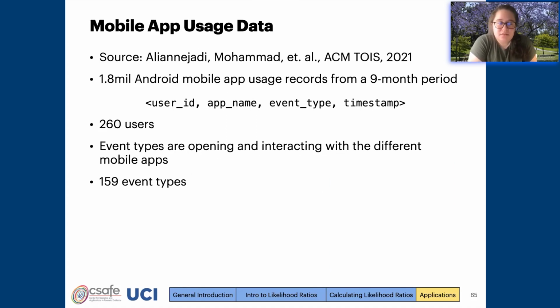The third and last data set that we looked at is mobile app usage data. This is data coming from Android phones, almost 2 million records collected over a 9-month period. Each of these records is of the form user ID, and then we have these two pieces in the middle, the name of the app and the event type, and the time at which this happened. Possible event types include opening and interacting with the different apps, and we consider each of these separate event types. So for example, opening Facebook and then interacting with Facebook would be two different events. This resulted in 159 event types. The reason that this is an odd number is that there's not a possible interaction event for some of the apps.